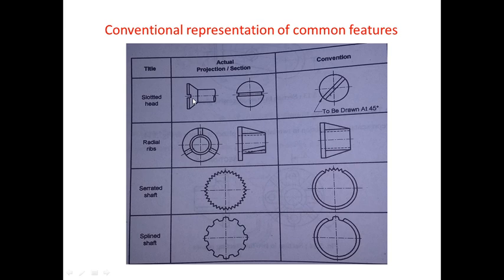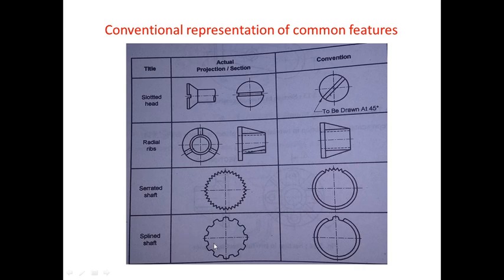So in order to represent the slotted head or to show the slot on the head of the screw, we use this symbol. In this you have to draw a circle and then we have to draw two inclined lines which are parallel to each other and at 45 degrees with the horizontal. In order to show the radial ribs, we use this symbol. Ribs are provided to provide support to the workpiece. Whenever one part is to be supported on the other part, then we use ribs. So ribs are basically used for supports or to provide extra strength. For ribs, we use this symbol.